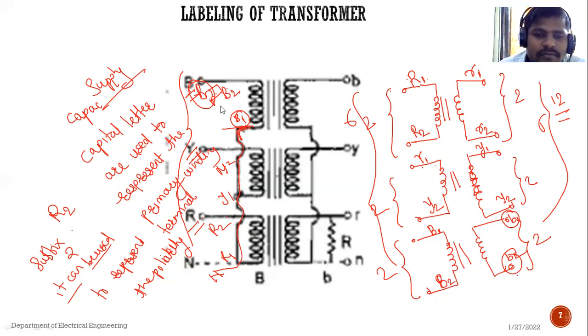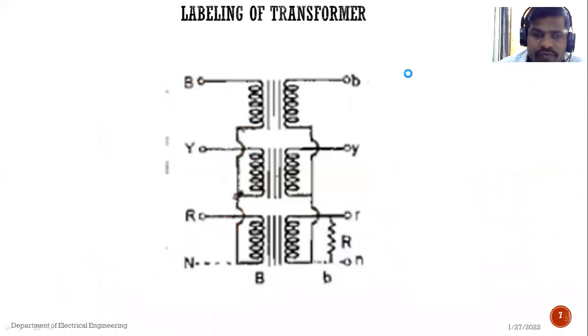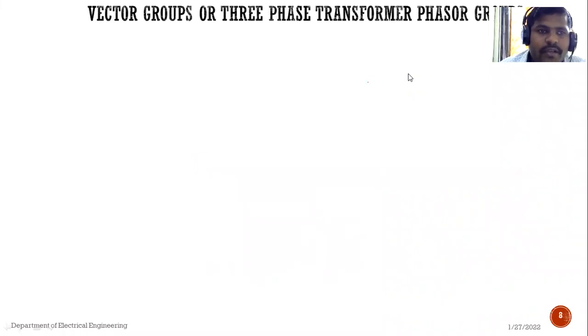This is a small point to understand, that is labeling, and it is important while doing a connection. Now we will discuss the next point of this unit, that is the vector group. Okay. So vector group, or a three-phase transformer phasor group. This is one of the important points, and a very interesting point.